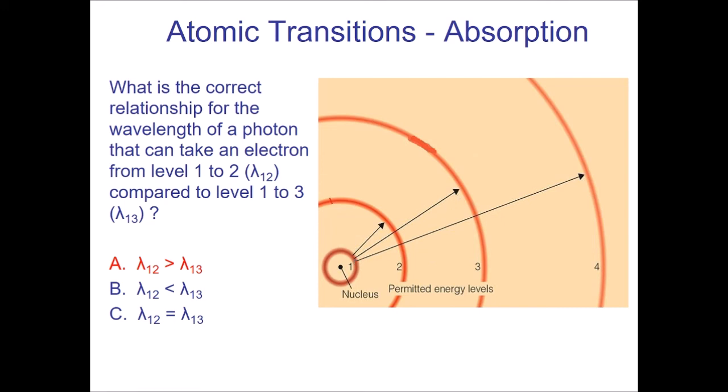Why? Because we established earlier in the lecture that there's an inverse relationship between the energy of a photon and its wavelength. The more energy you need, the shorter the wavelength will be. 1 to 2 is not as big of a step, so the wavelength will be larger for that one. Okay? If I had to talk about the wavelength from 1 to 4, that would be even shorter.